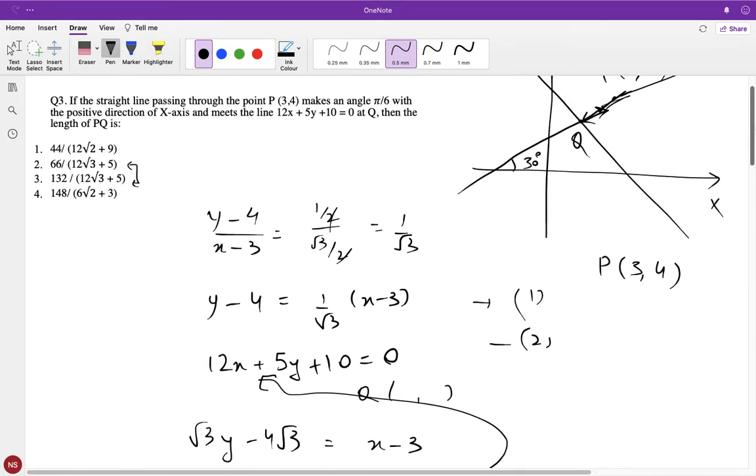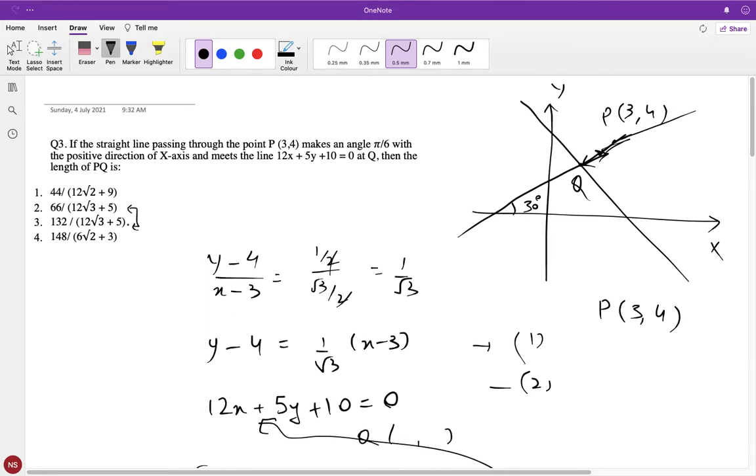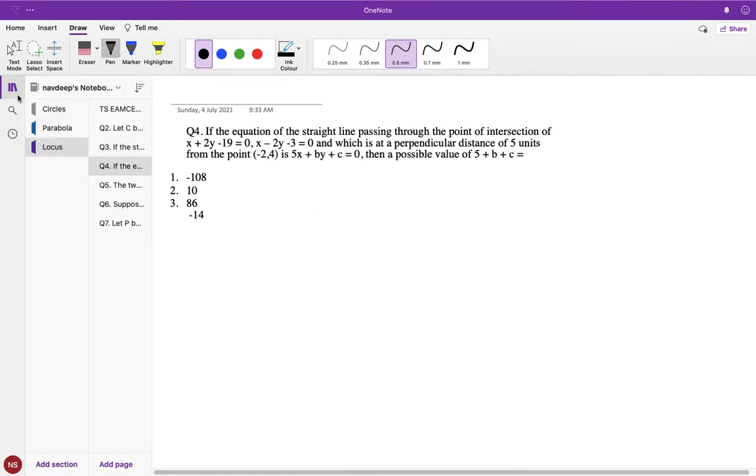This is the only way I could think of solving this problem. If you guys have any shortcut of solving it, kindly let me know. I will incorporate it in my future videos. Thank you. Okay, next problem.